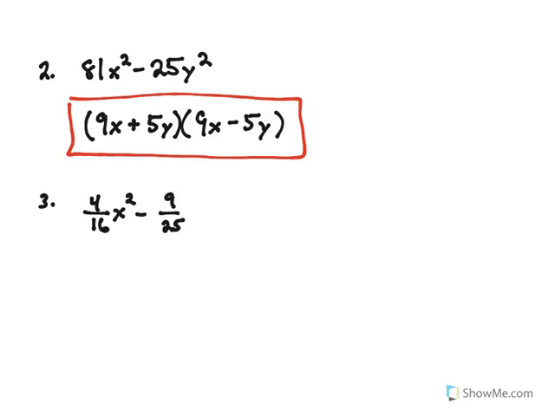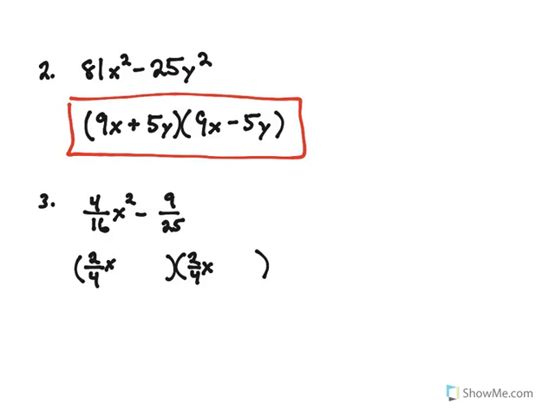Okay? Again, this is a difference of two perfect squares. How do we know that? Well, look at the fractions 4 and 16. Both of those are perfect squares. What times what is 4? It's going to be a 2. The denominator 16, what times what is 16? That has to be a 4. Okay? And what times what is x squared? Again, it's going to be an x. So we're going to have 2/4 x and 2/4 x.